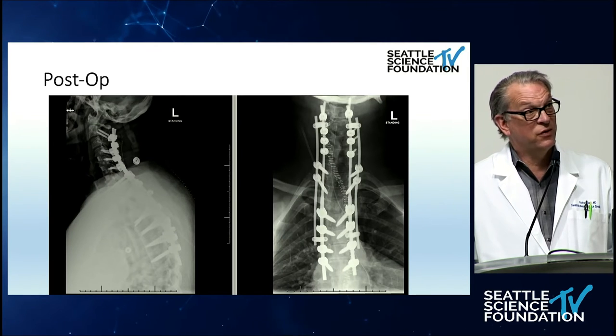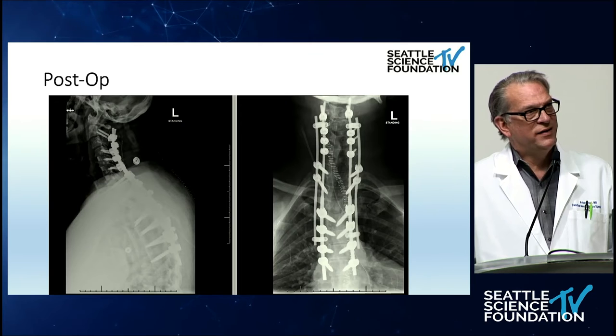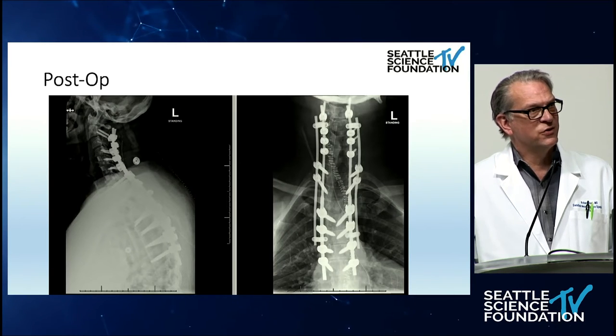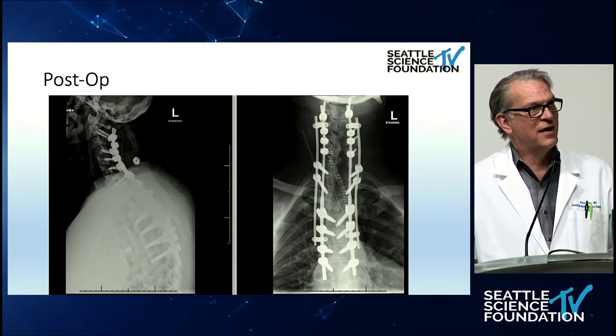Again, not a very big thoracic curve, but enough to create that oblique takeoff of T1, which was really throwing his cervical spine out of alignment. And I didn't want to realign the cervical spine first because I was concerned that I might not get enough correction to balance that in the thoracic spine.